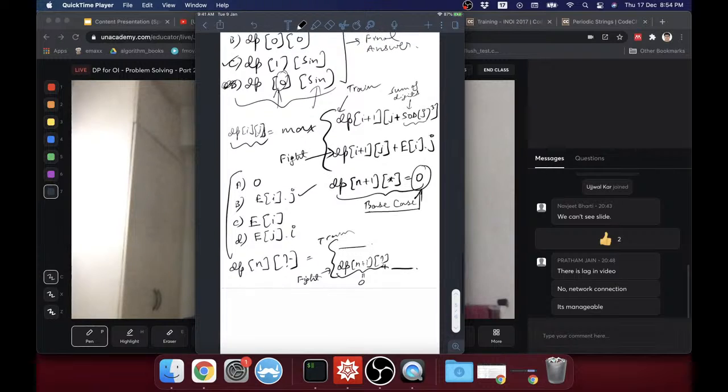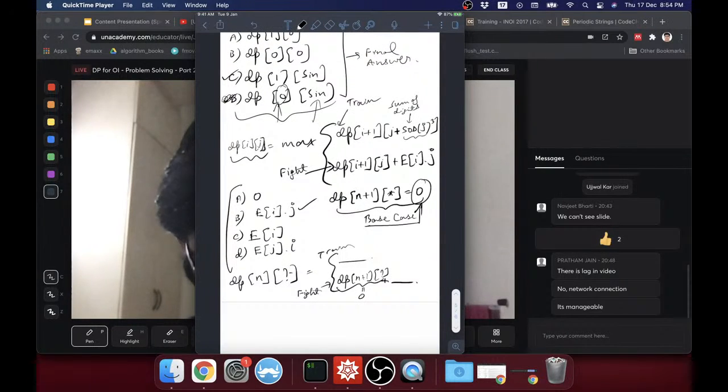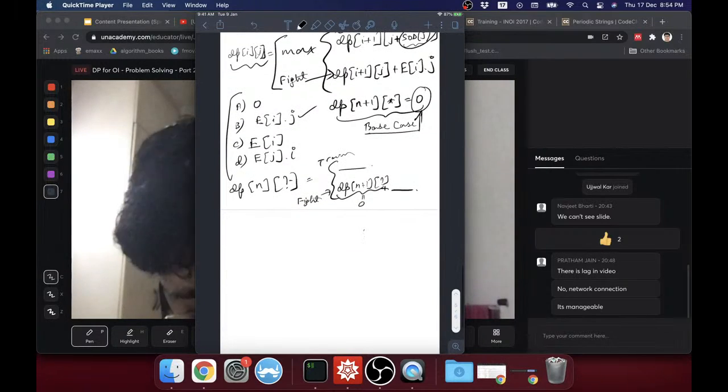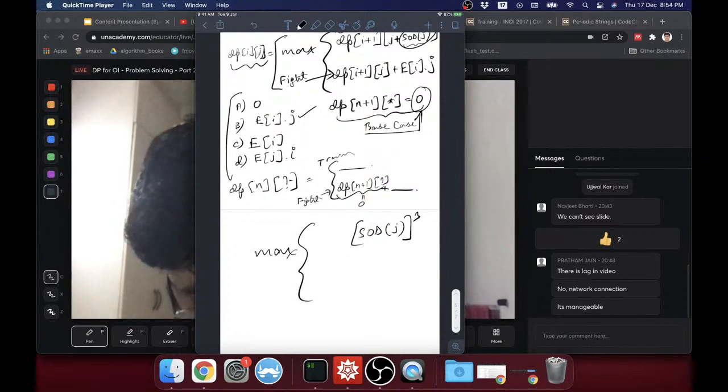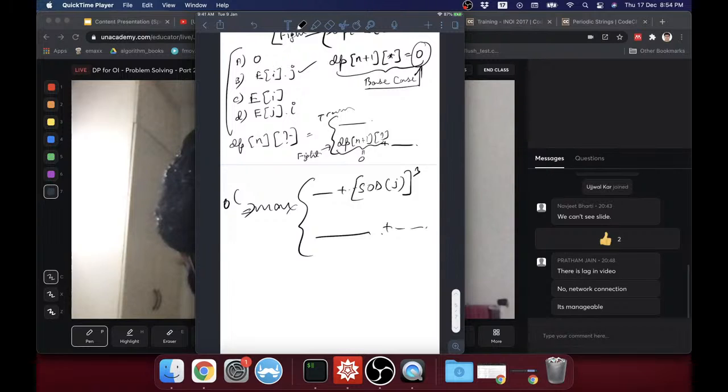So this is the base case. Okay, so we have this. So you can easily see that the transition is order 1, roughly speaking. Assume that this calculation is fast. You can calculate the sum of digits of a certain number fast and then cube it fast. Then taking max over 2 options is fast. So this max operation is order 1.